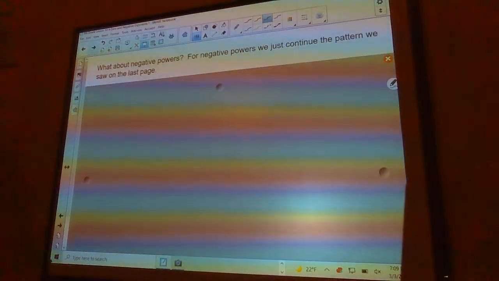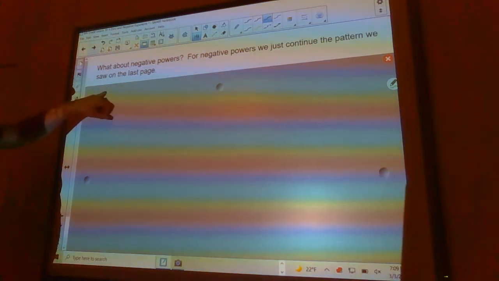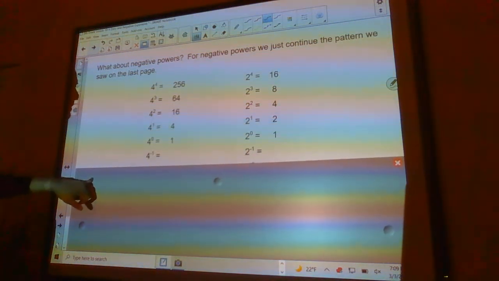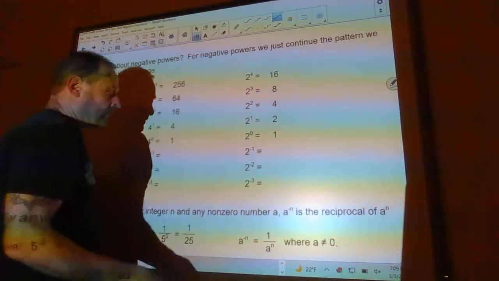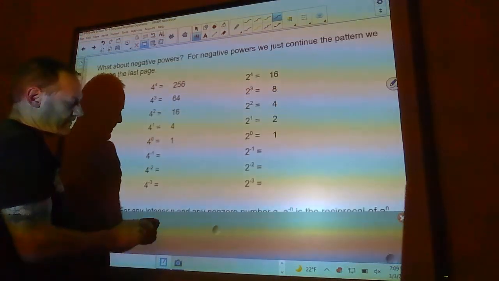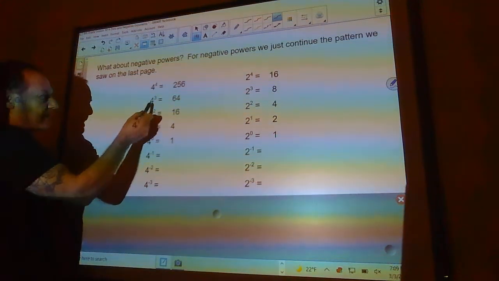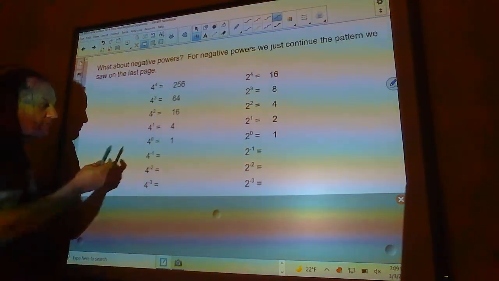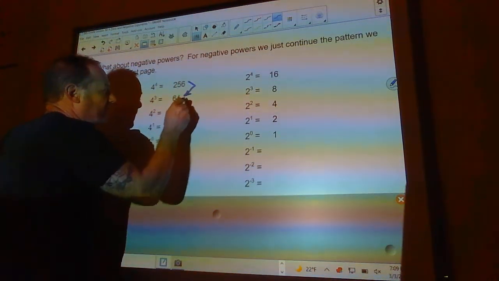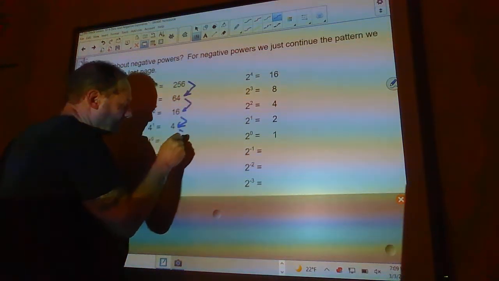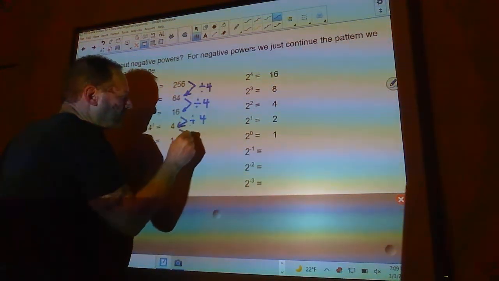Okay. Well, what about negative powers? Well, for negative powers, we just continue the pattern that we saw on the previous page. Okay? So, let's check this out. So, here, wait. Don't want to give it away too soon. So, 256, 4 to the 4th power, 4 to the 3rd power, 4 to the 2nd power, 4 to the 1st power, 4 to the 0 power, right? We go down by 4 each time. We divide by 4 each time, right? So divided by 4, divided by 4, divided by 4, divided by 4.